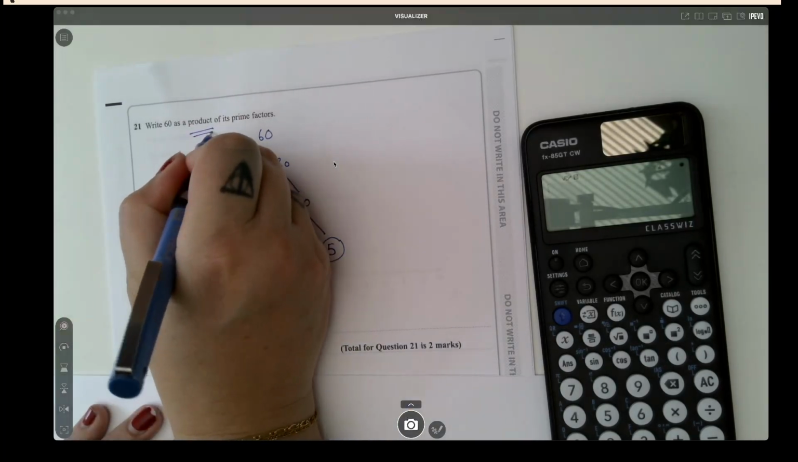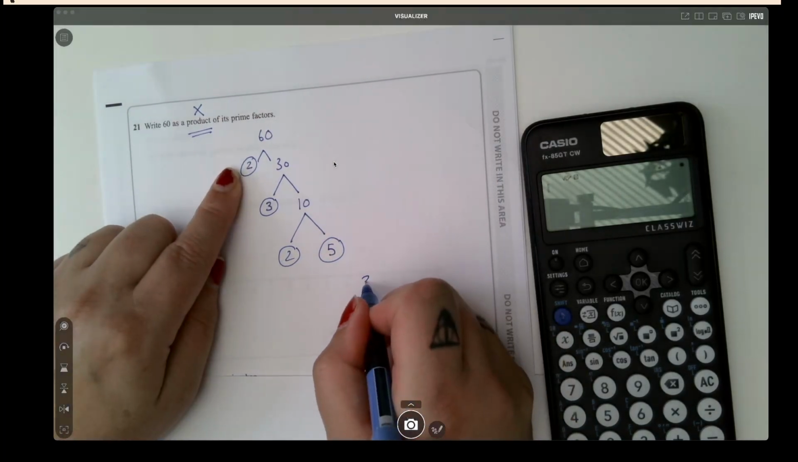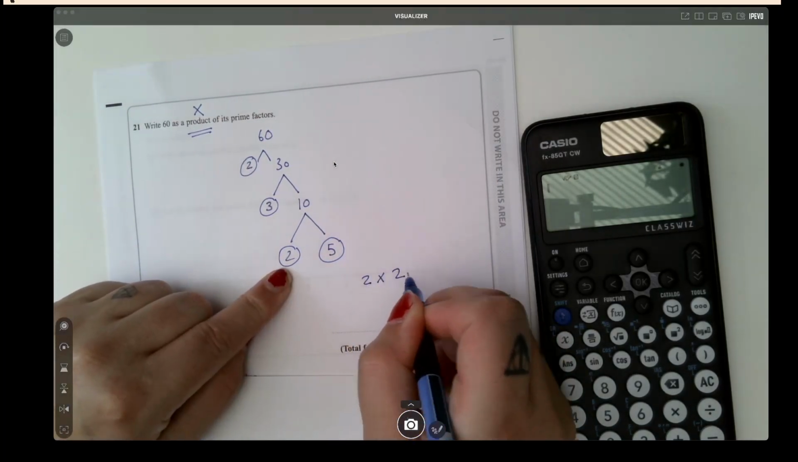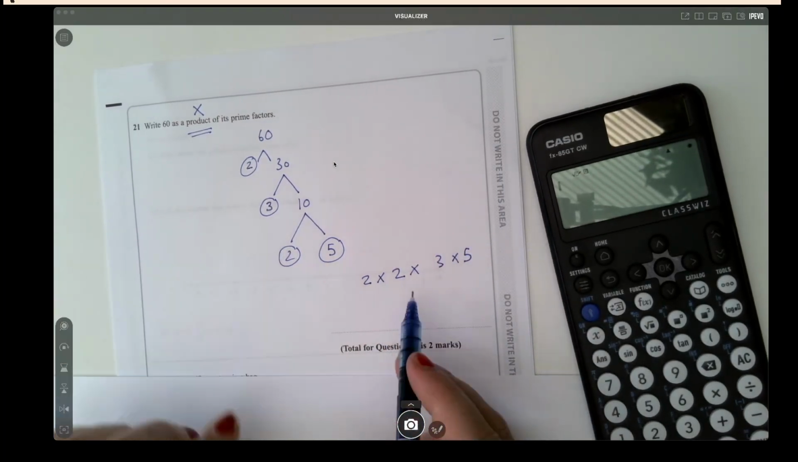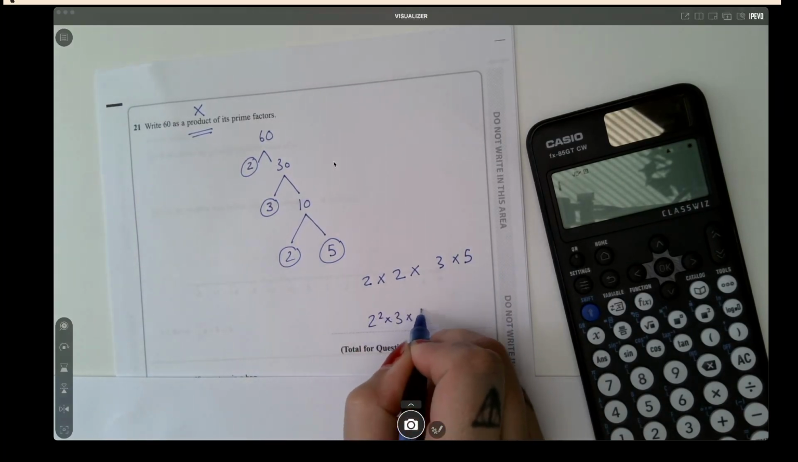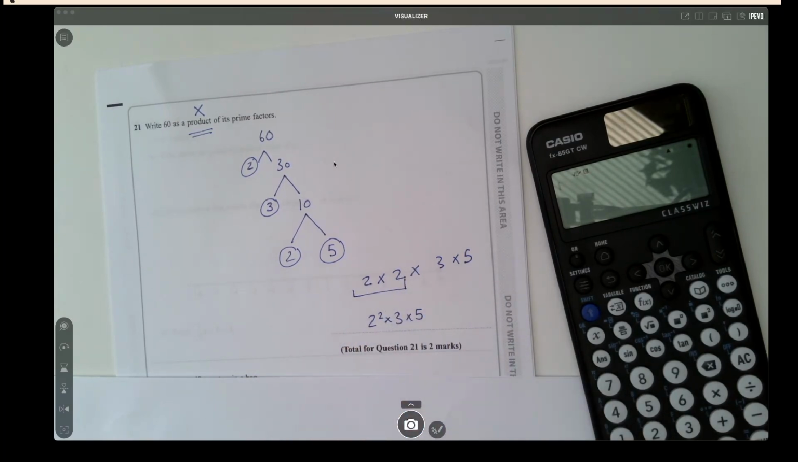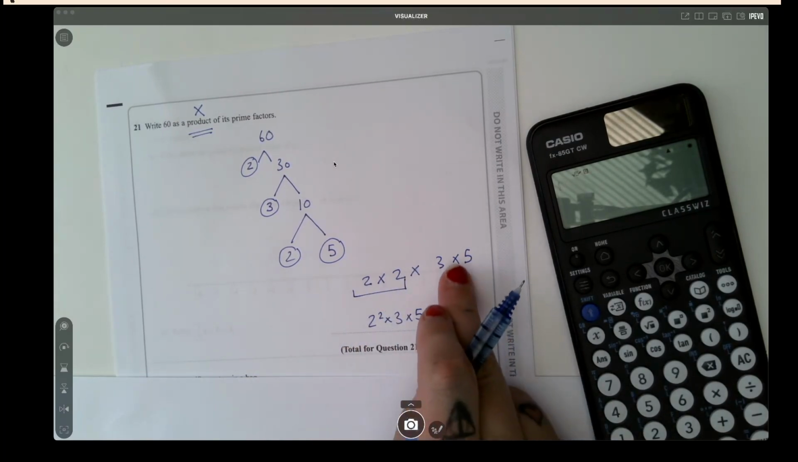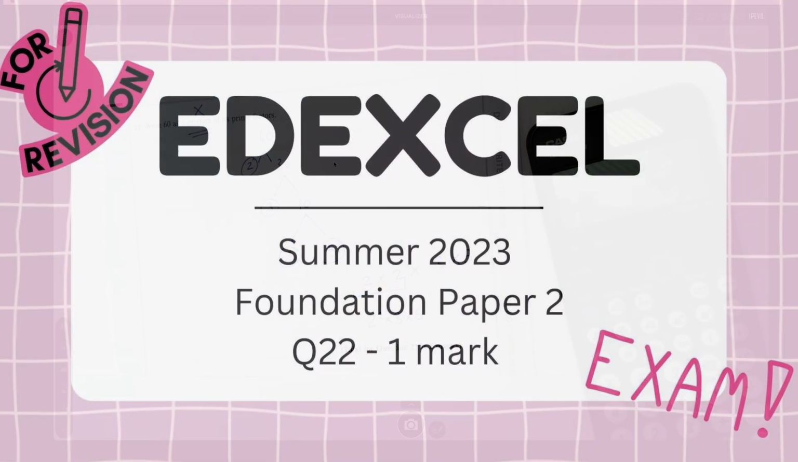Now we need to write it as a product. Product means multiply, so we need to write the multiplication symbol here. So we have 2 multiplied by 2, multiplied by 3, multiplied by 5. Now I can write it on the answer line like that, or you might have also seen it written like this. Either of those two, it doesn't matter. I've just combined the 2's to write it in index form. Either of these two versions on the answer line will get you full marks.